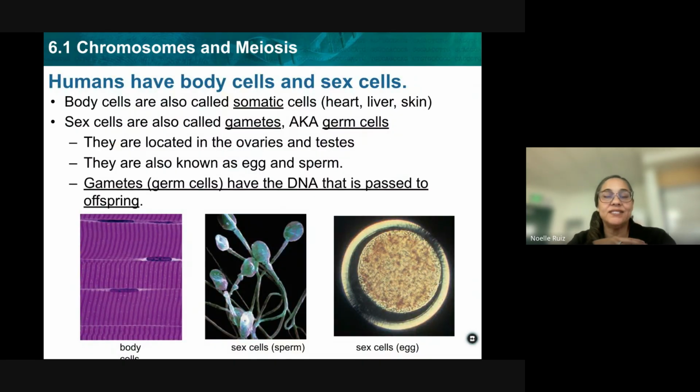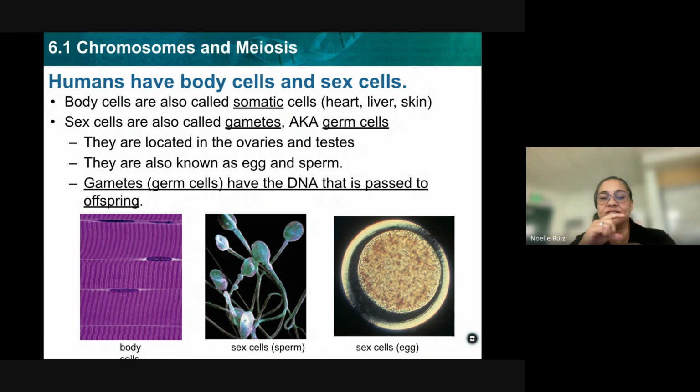So humans have body cells and sex cells. The fancy science name for body cells is somatic cells: our heart cells, liver cells, skin cells, brain cells. Those are all collectively known as somatic cells. And then our sex cells, the ones we use to make babies, are called gametes. They can also be called germ cells. So they have two different fancy science names that mean the same thing. They're located in the ovaries and testes, depending on which one you have, and they are also known as egg and sperm.